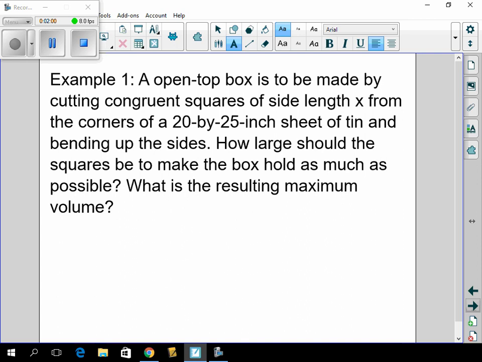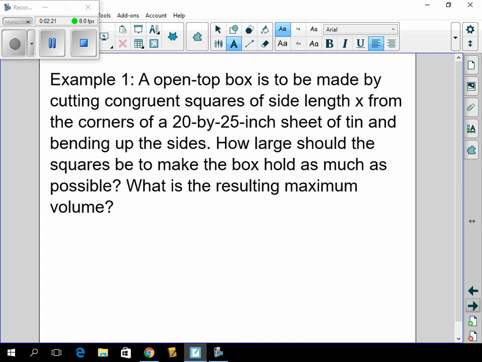So our first example gives us an open top box, and it is to be made by cutting congruent squares of side length x from the corners of a 20 by 25 inch sheet of tin. And then I'm going to bend up the sides. It's asking how large should the squares be to make the box hold as much as possible, and then it wants the resulting maximum volume.